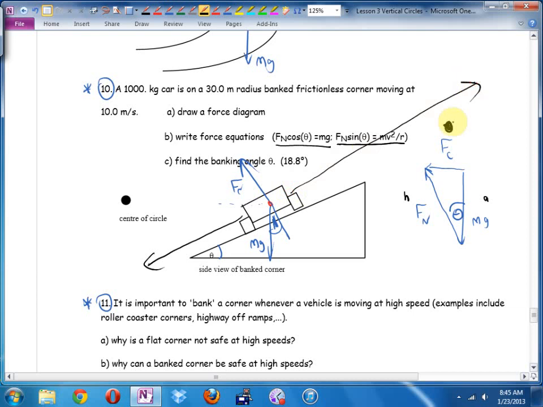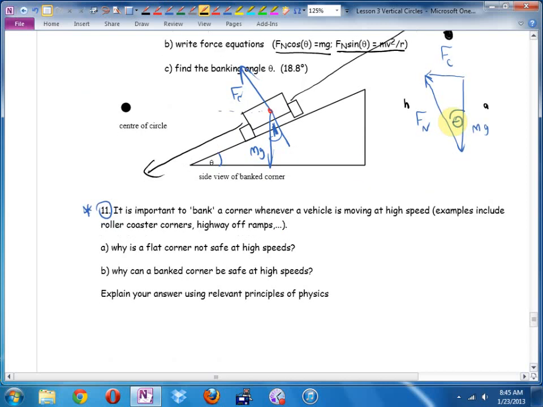Banked curves, turns out, are irrelevant of weather. Look at the speed limit, hit it at that speed limit. It's kind of nice. So 11 says, it is important to bank a corner whenever a vehicle is moving at high speed. Why? On a flat corner, the force that's turning you is friction, and friction can only be so big, and friction is weather dependent. Why can a banked corner be safe? No friction required.